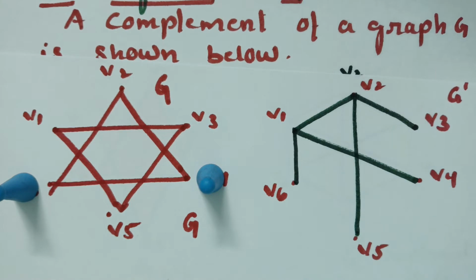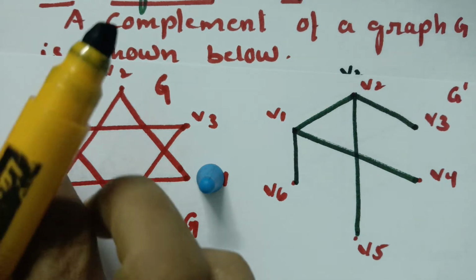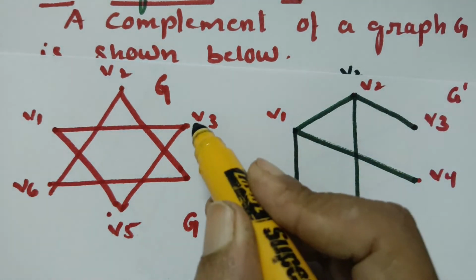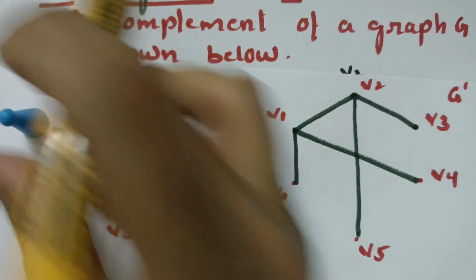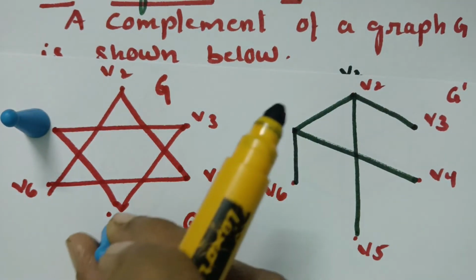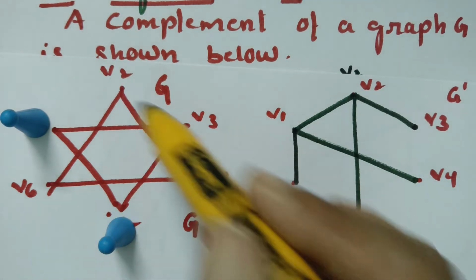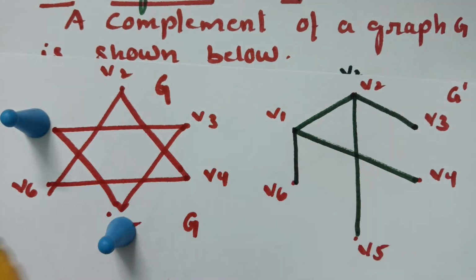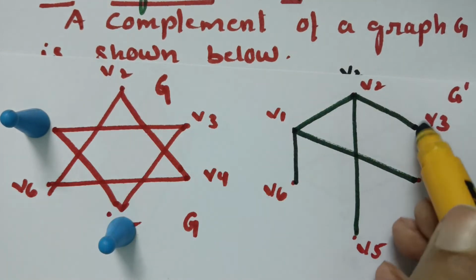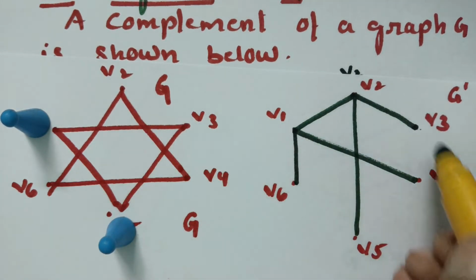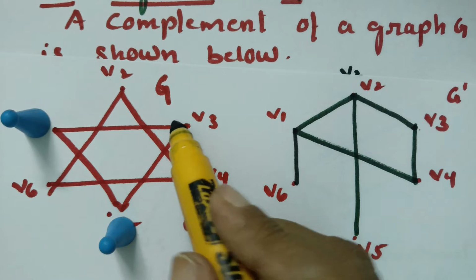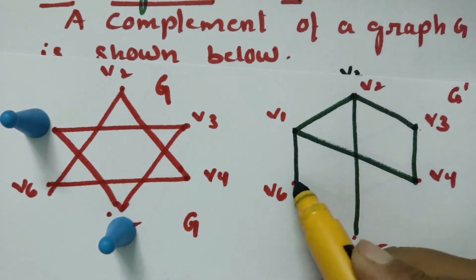Clear? And next, coming to V3. Now V3 is maintaining an edge with V1 and next V3 is maintaining an edge with V5. So I have to close these two and I have to maintain the edge with the remaining. That is V3 to V2, already there. So V3 to V4 I have to draw, and next V3 to V6.